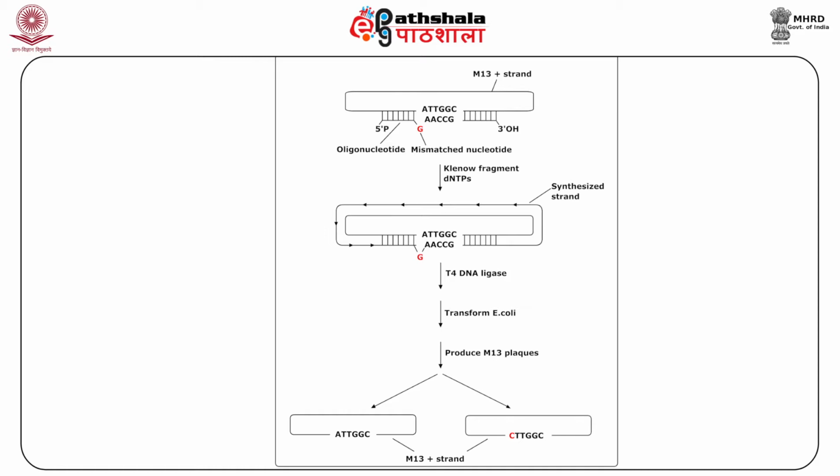And the M13 plus strand which we have taken, which is the single-stranded DNA form of M13, basically serves as the template. And the double-stranded DNA which is now getting synthesized is also carrying, remember, the mutated nucleotide. We can see in this figure this double-stranded DNA having the mutated nucleotide. This is then transformed into the E. coli. Now M13 virus particles are produced from these transformed bacteria.